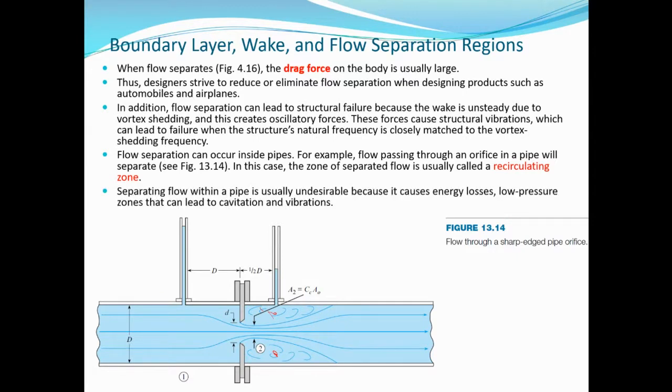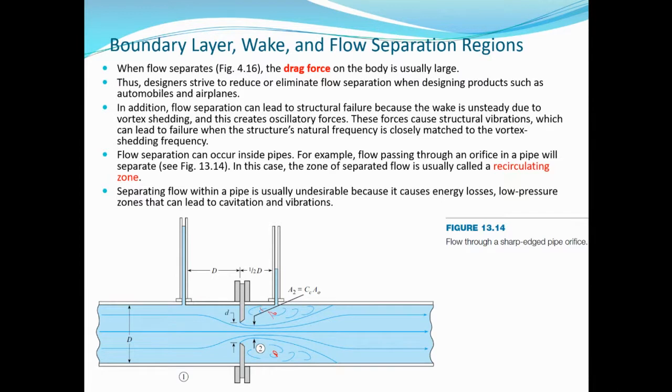Separating flow within a pipe is usually undesirable because it causes energy losses and low pressure zones that can lead to cavitation and vibrations. We discussed how cavitation is caused by low pressure zones, because once the pressure of the fluid falls below the vapor pressure of the fluid, cavitation occurs. You have bubbles which reach higher pressure zones and burst and release a huge amount of energy, which can lead to a scouring effect that eats away the pipe materials, and blades in particular, where cavitation usually takes place. Blades, pumps, and all that.